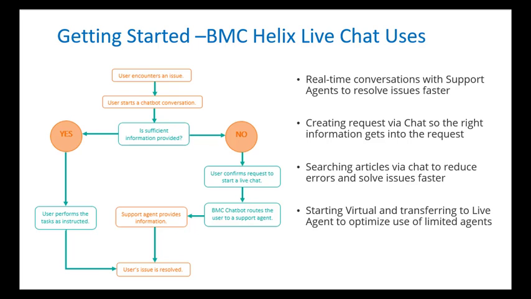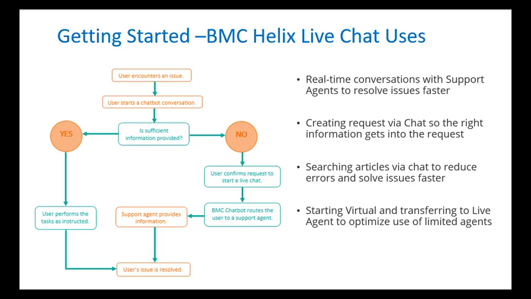So let's get started. BMC Helix live chat uses include real-time conversations with support agents to resolve issues faster. This allows end users to resolve their issues by chatting with support agents. Also, creating requests via chat so that the right information gets into the request. If the end user wants to create a request for software installation, instead of accessing a help desk application, the end user can use BMC Helix Virtual Agent to initiate the request.